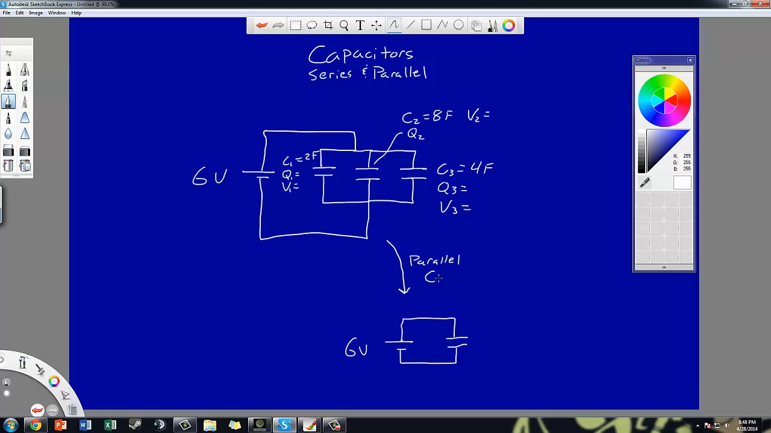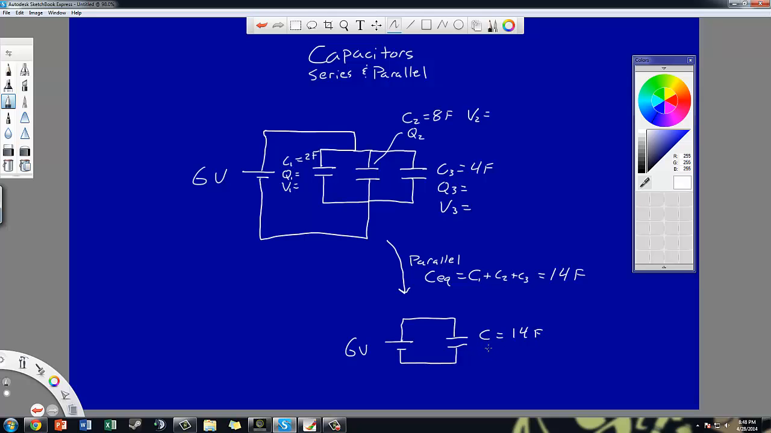But when we have parallel and we're finding the equivalent capacitance, what we find is that the equivalent capacitance is actually just the sum of the capacitance values for the other 3. So I get 2, 8, and 4. So the equation is C1 plus C2 plus C3. In this example, not very hard math. 2 plus 8 plus 4 gives me 14 farads. So I have a capacitance of 14 farads down here.